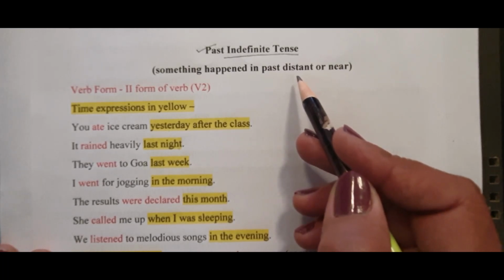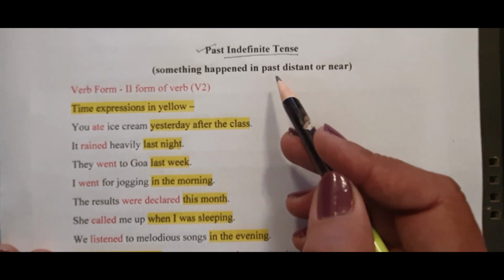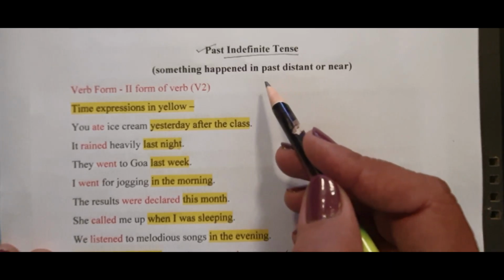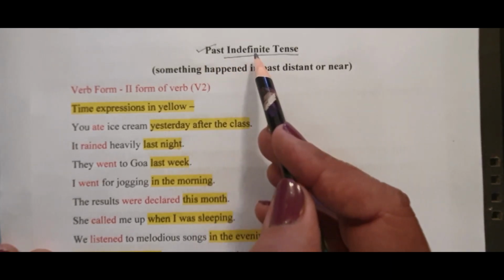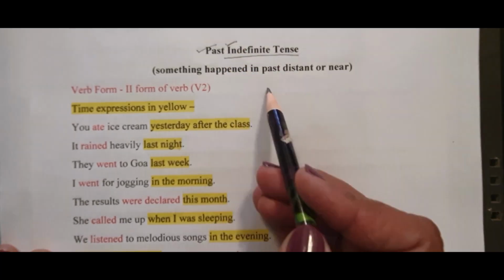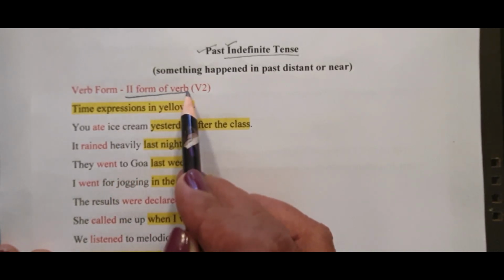You may talk about very distant past. For example, India got independence in 1947, or I was born in 2001. So we may talk about distant past, we may talk about very near past, just a moment ago. They just left for Agra. All these things are covered in past indefinite tense, and that is why the name of the tense is indefinite. For past indefinite tense, we use second form of verb.